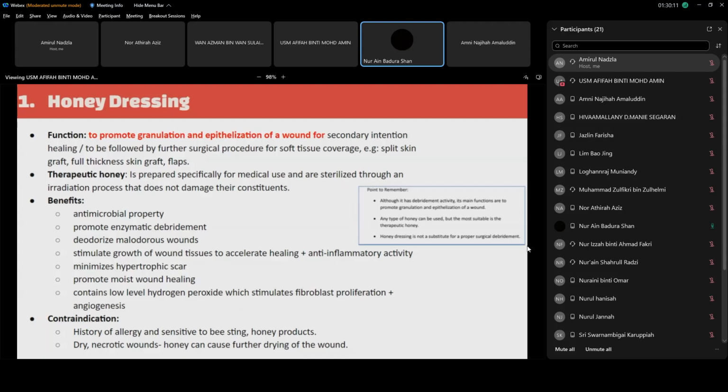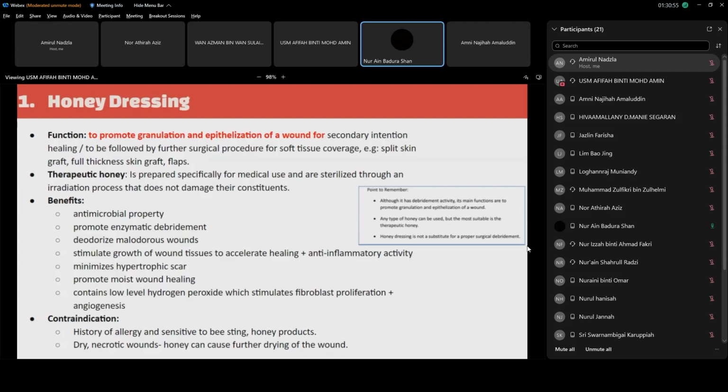For honey dressing, we use therapeutic honey, which is prepared specifically for medical use, and they undergo sterilization through an irradiation process that does not damage their constituents. They have a few benefits like antimicrobial property, promoting enzymatic debridement, deodorizing mildly odorous wounds, and so on. However, it is contraindicated in patients who have a history of allergy or sensitivity to bee sting or honey products, or in a dry or necrotic wound because honey can dry up the wound further.